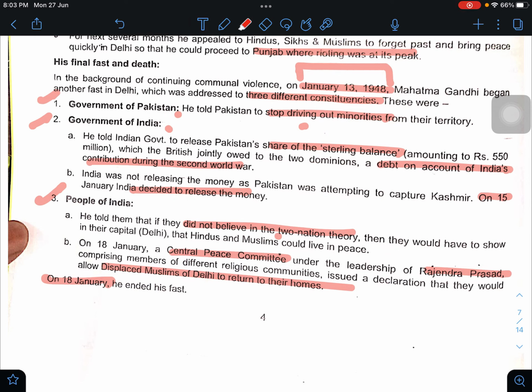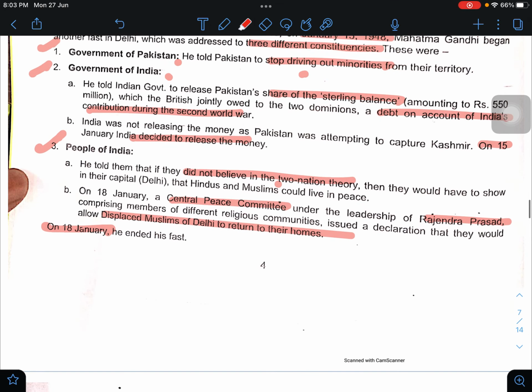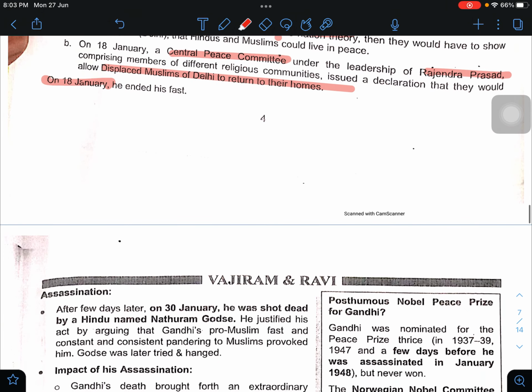And for the people of India, he told them that if you do not believe in the two nation theory, then you have to show it in letter and spirit in Delhi itself. And on 18th January, the Central Peace Committee was formed, and Rajendra Prasad was its leader, and they said that displaced Muslims of Delhi can return to their homes. On 18th January, Gandhi broke the fast.